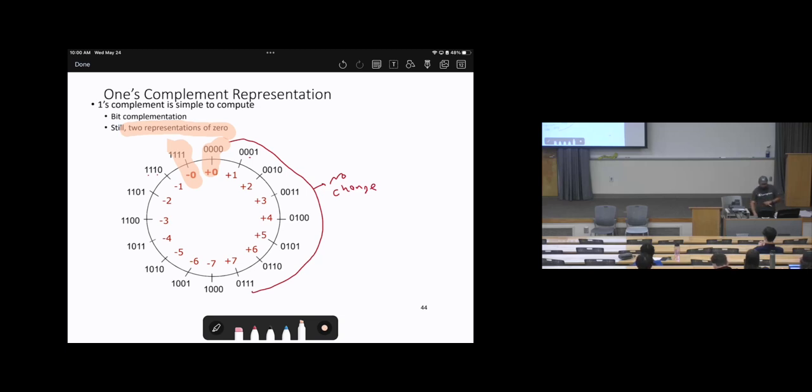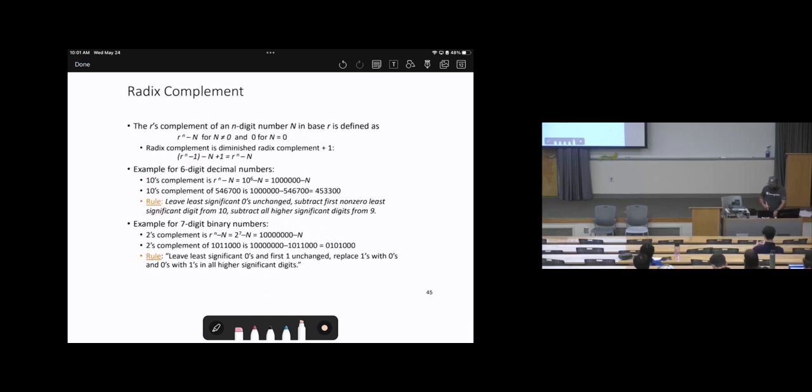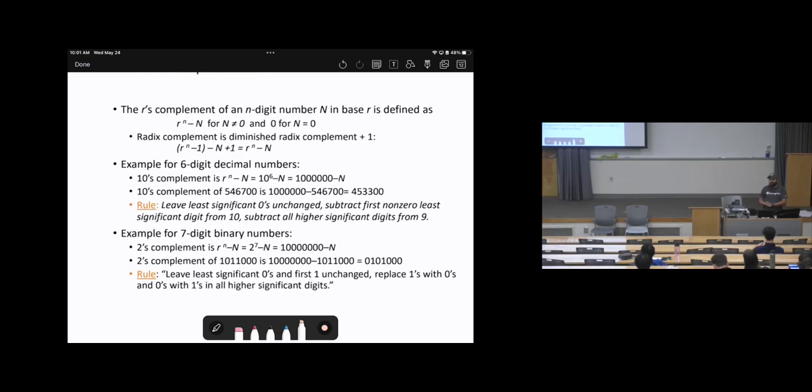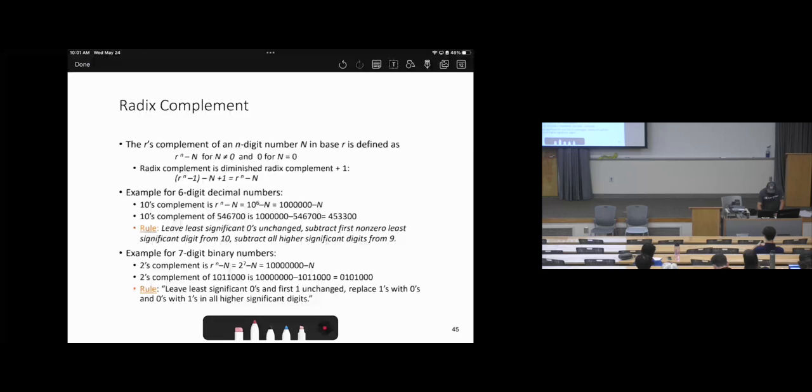Therefore, we need to look for another representation, very similar to this, but can I get rid of two representations of 0? Yes, there is one representation. We call it radix complement, or something called 2's complement or 10's complement. 10's complement for decimal, 2's complement for binary. So in the past, we used to say r power n minus 1 minus the number.